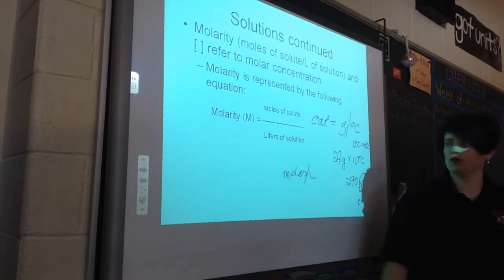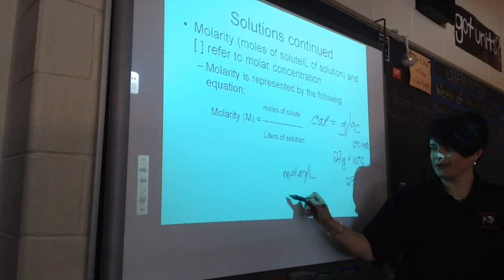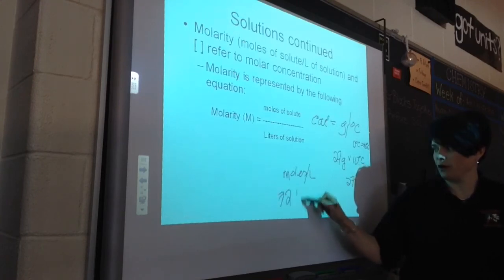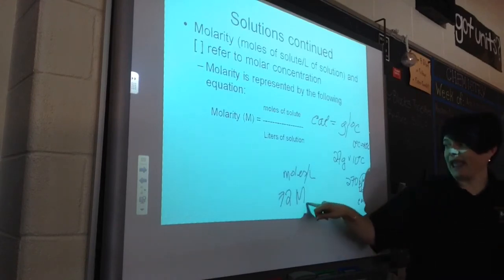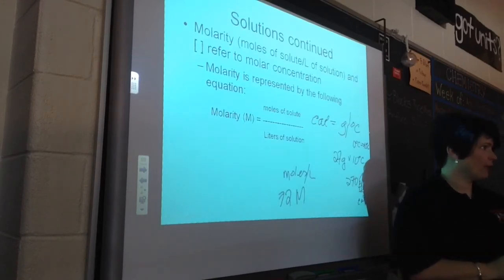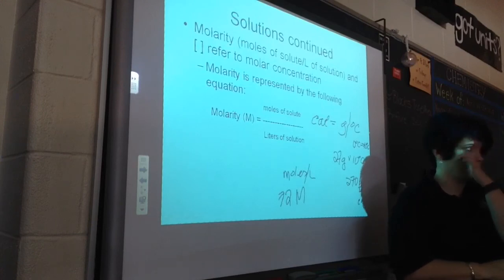Do you get it? Instead, you're going to have that number, let's say it's 72, big M. That's the unit. Big M is moles per liter. Okay? Do you follow what I'm saying?